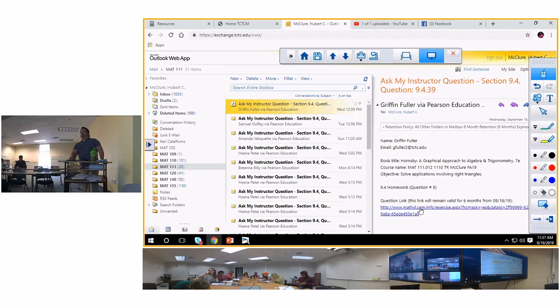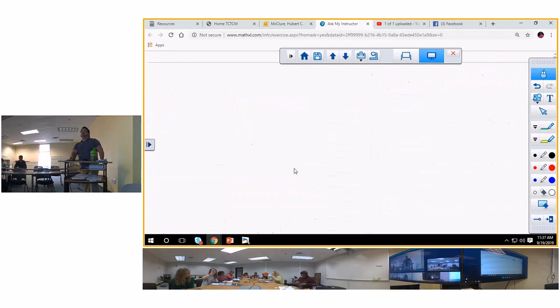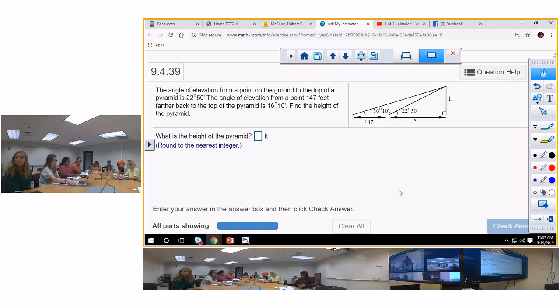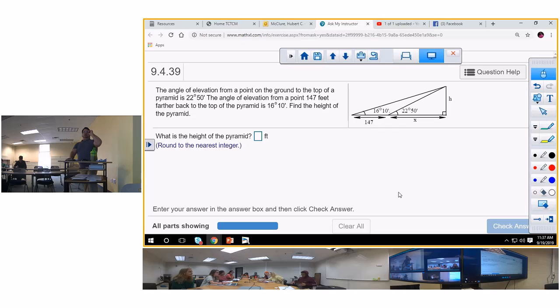Okay, this one says number 9. Oh yeah, this is a test question. Oh, I love putting these on the test because they discourage you and make you quit. The angle of elevation from a point on the ground to the top of a pyramid is 22 degrees 50 seconds. The angle of elevation from a blah, blah, blah. Find the height of the pyramid. Find H. Okay.